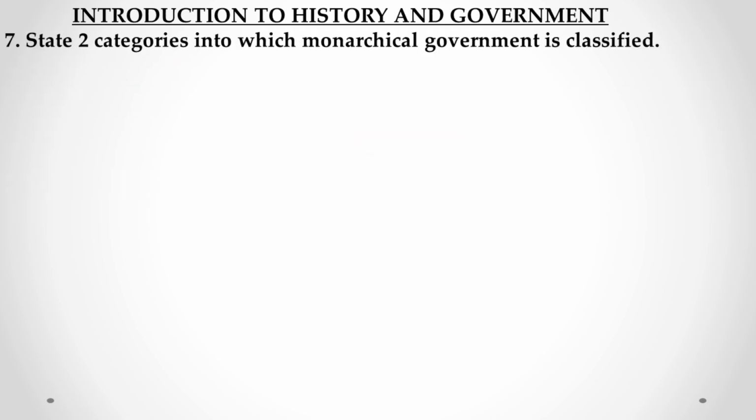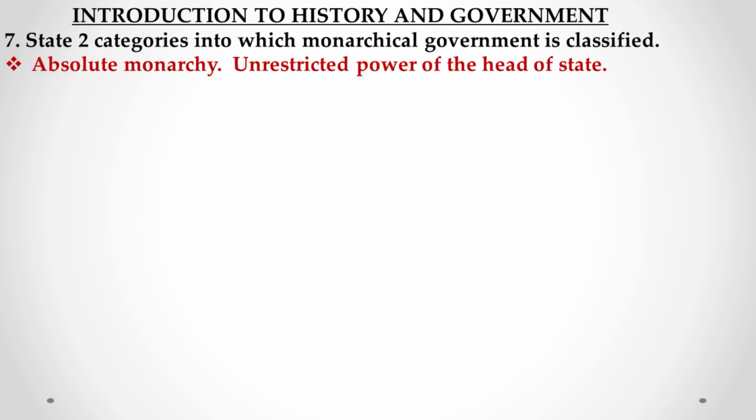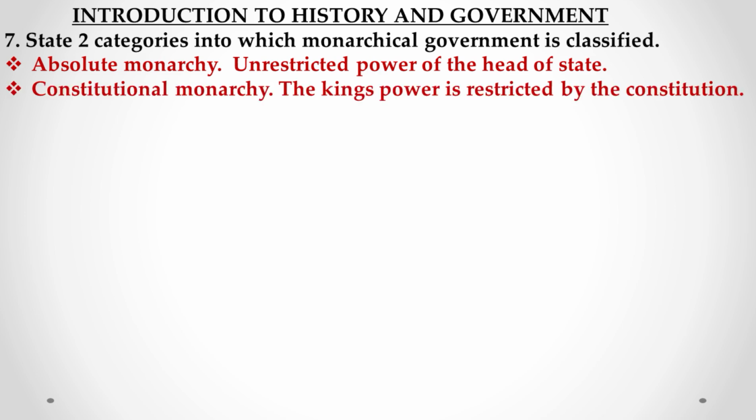Question 7. State two categories into which monarchical government is classified. We have absolute monarchy, and this is where there is unrestricted power of the head of state. Another category of monarchical government is constitutional monarchy, and this is whereby there is a king, but the king's power is restricted by the constitution.